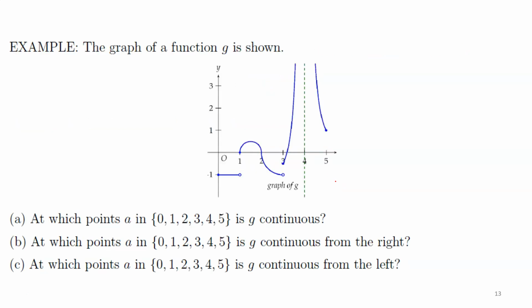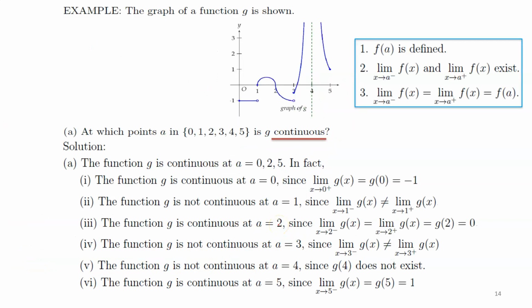For example, okay, this one is using a graph. Just now you just saw using the function itself. Now you see using a graph. Okay, you have this graph. At which point a in 0, 1, 2, 3, 4, 5 is g continuous? Okay, so let's see one by one. Kalau syarat g, in order for g to be continuous, it has to fulfill these 3 conditions.